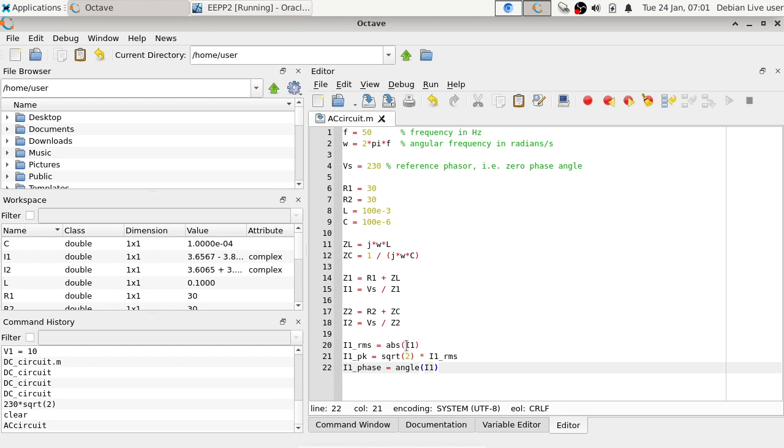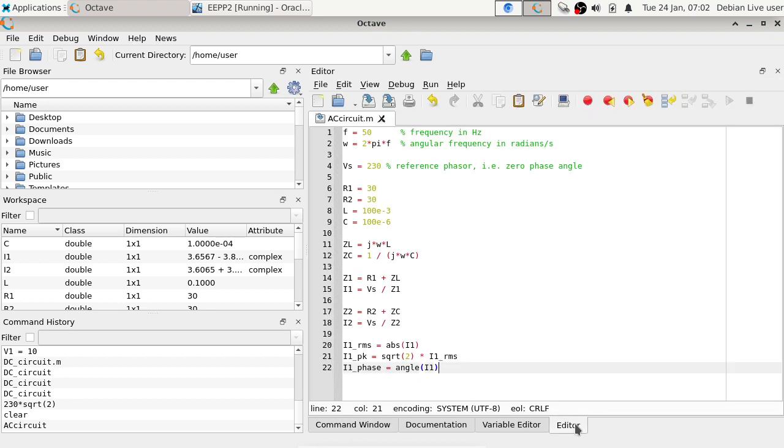So I1 here, remember, is a complex number. It has magnitude and it has an angle, or equivalently you can think of it as having a real and imaginary part. This gets the magnitude of the number I1. This gets the angle of that number. So there's sort of the two different values that are encoded into the one complex number.